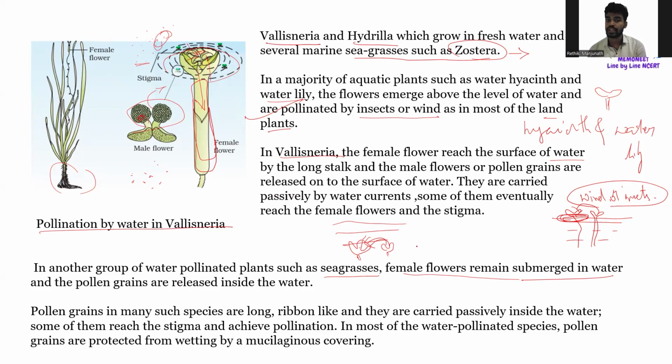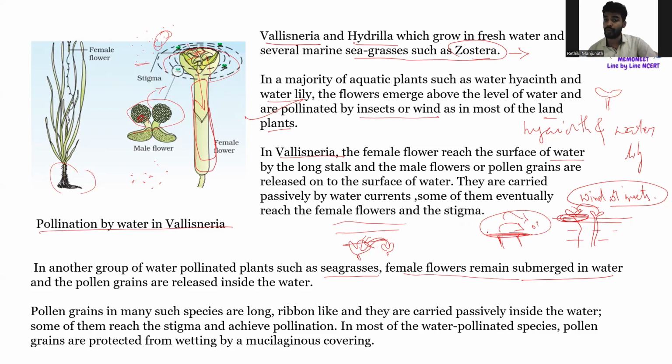So in this way, three kinds of pollination can be seen. One is the pollination where both male and female flowers reach the surface of the water, and their pollination happens either through the wind or by insects, just like the pollination which happens in land plants.